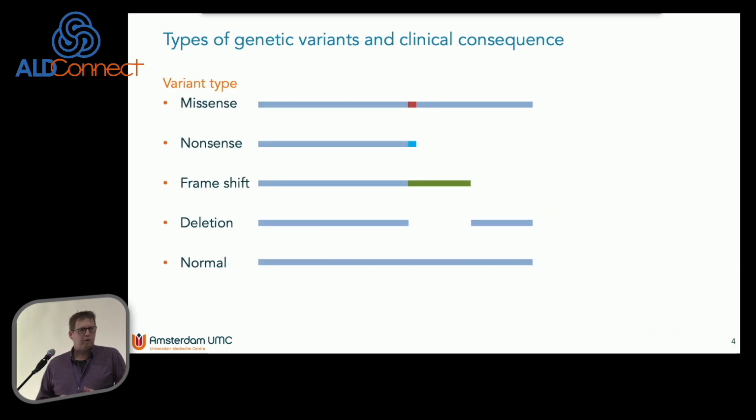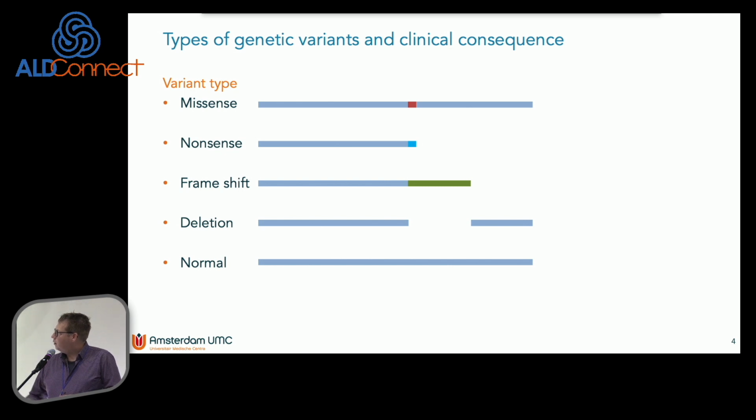I said we're going to talk about genetics, and I think it's always good to start with the basics. What we used to call mutations are nowadays called genetic variants. You have different ones: missense, nonsense, frame shifts, deletions. And here this cartoon illustrates what they look like.